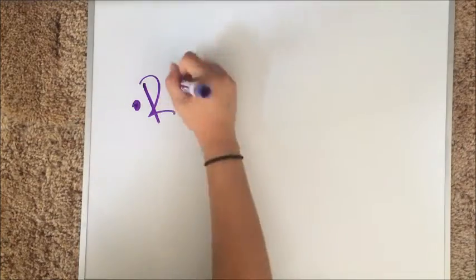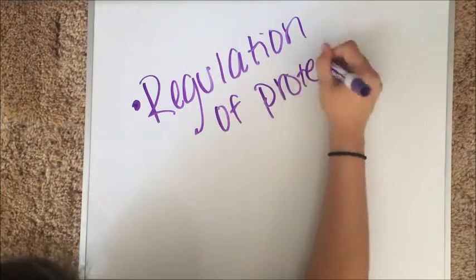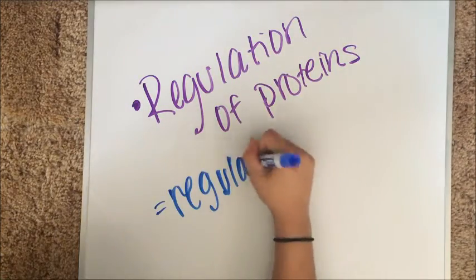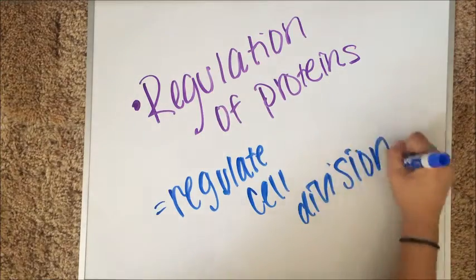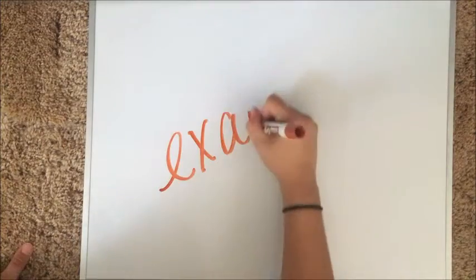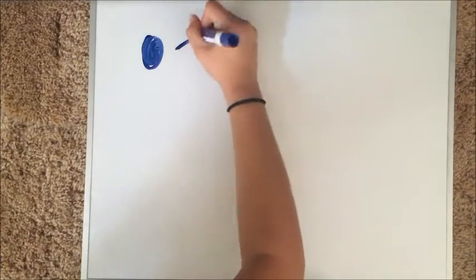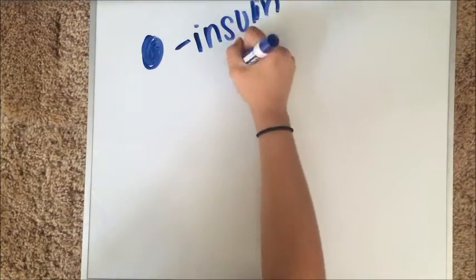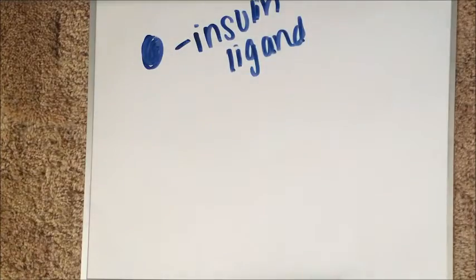What's the significance? The activated protein kinase allows a regulation of proteins, which in return allows regulation of cell division. An example of this is insulin. Insulin is a protein hormone produced in the pancreas. It is secreted into the blood in response to excess glucose in the blood.